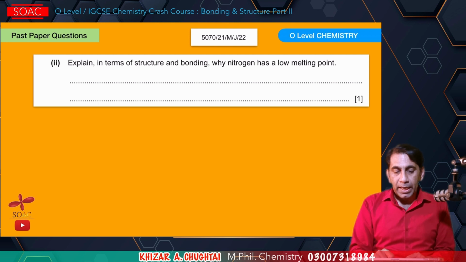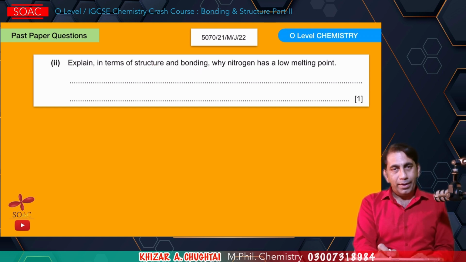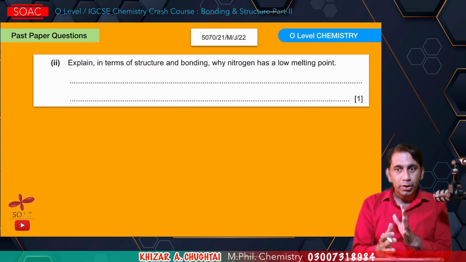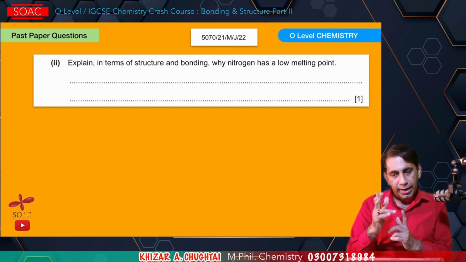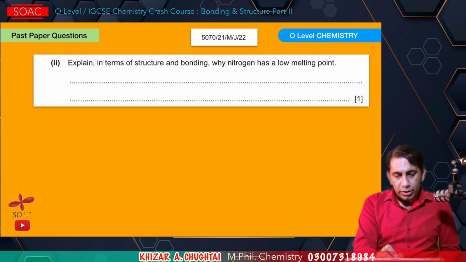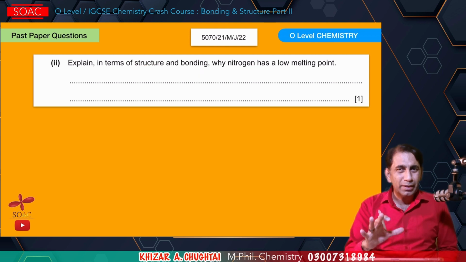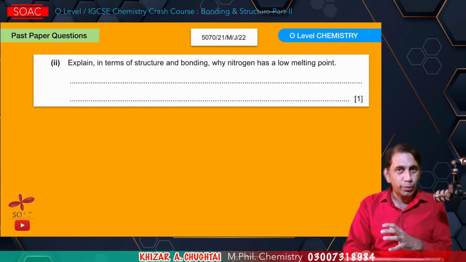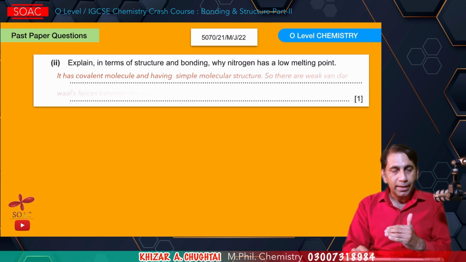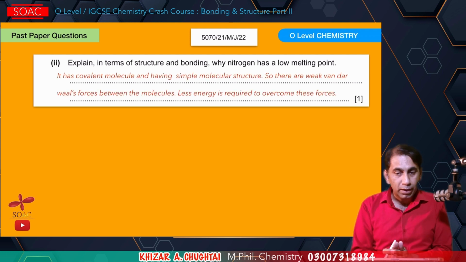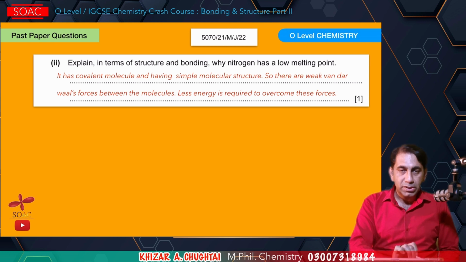Next one. Explain in terms of structure and bonding why nitrogen has a low melting point. Again and again they ask you to refer to structure and bonding. In terms of structure, N2 has a simple molecular structure, and that's why it has a low melting point. It's a covalent molecule with a simple molecular structure.